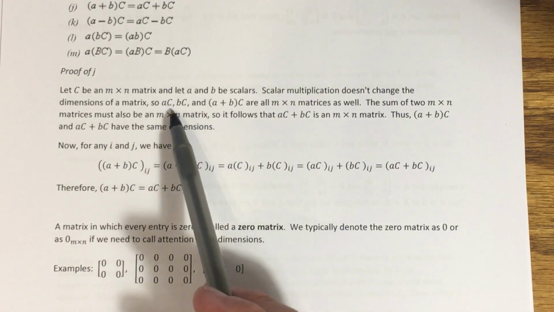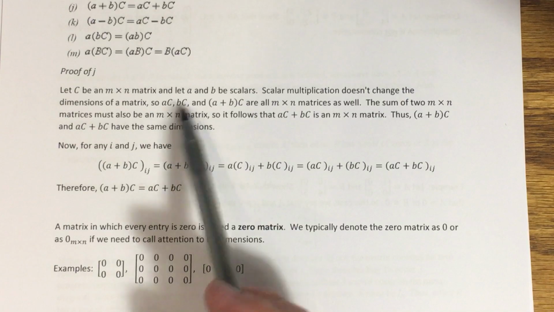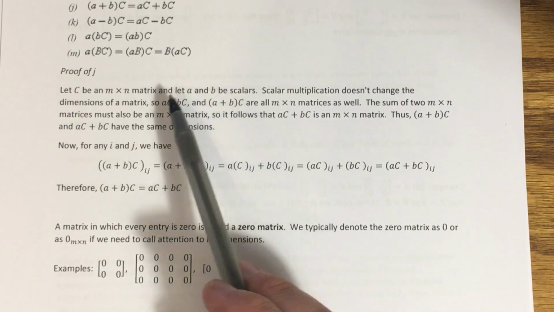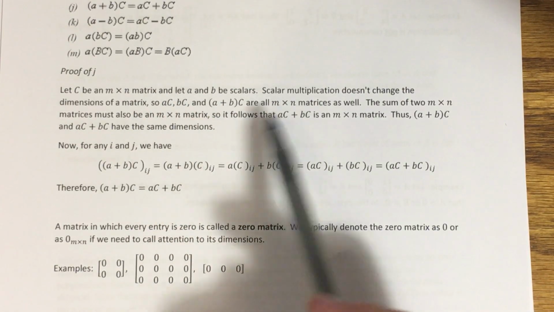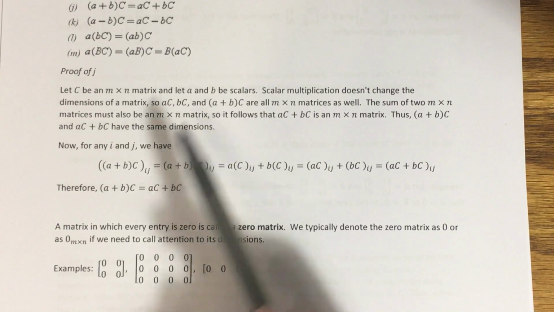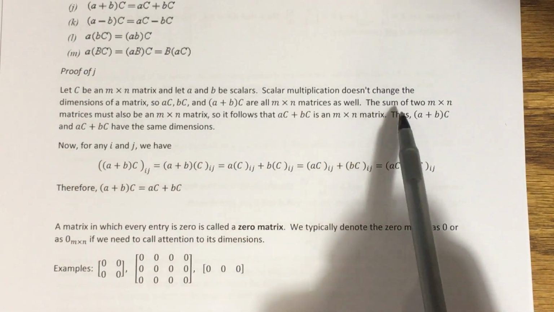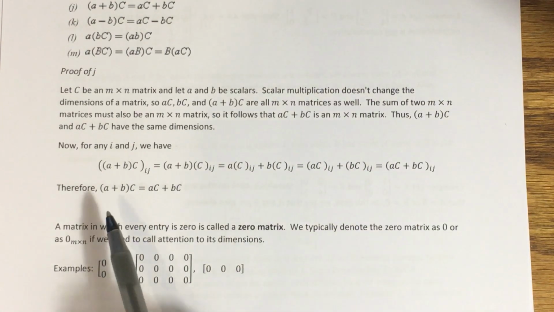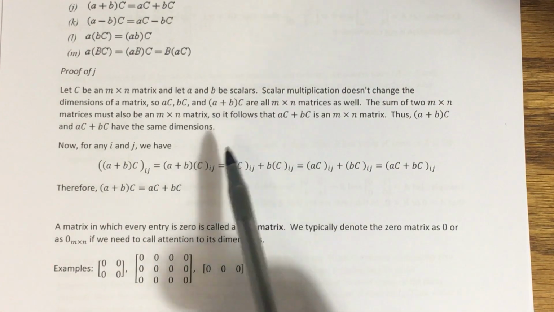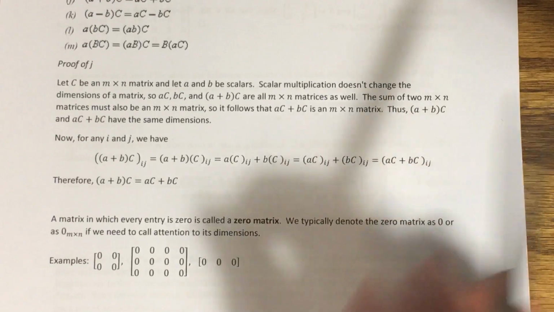So these three matrices, A times C, B times C, and (A plus B) times C, all three of these would also be m by n matrices, since all of them come from doing scalar multiplication on the matrix C. In addition to that, if you add two m by n matrices, the result is also an m by n matrix. We know that from how we defined addition.